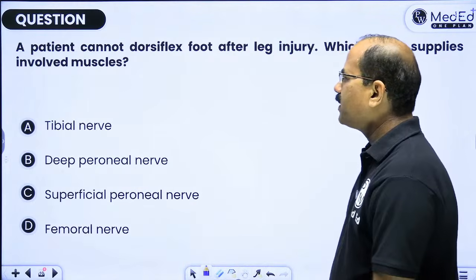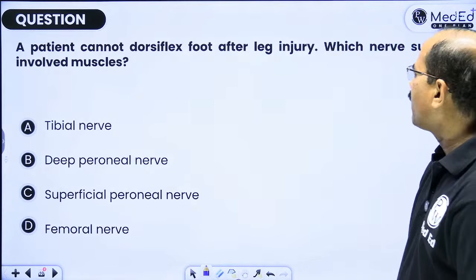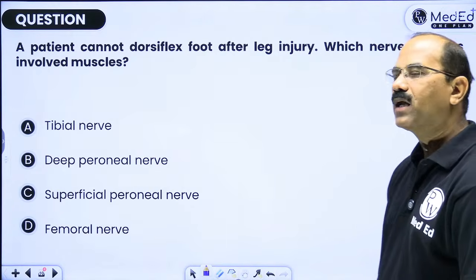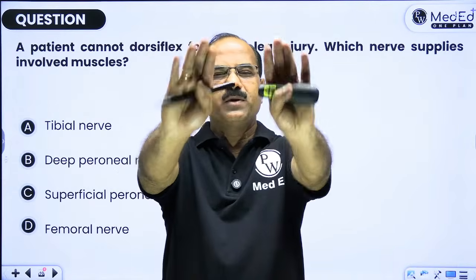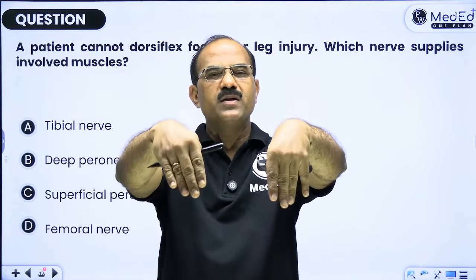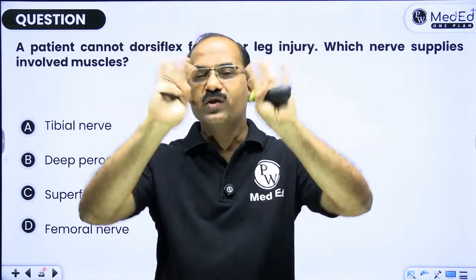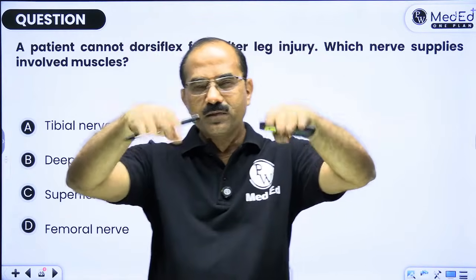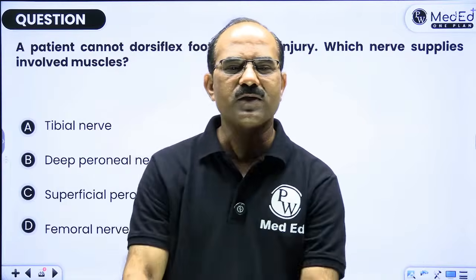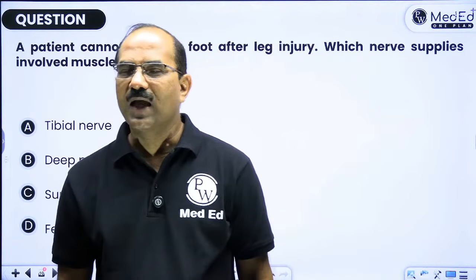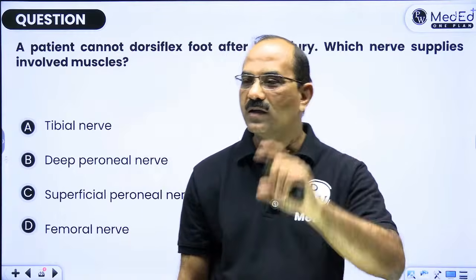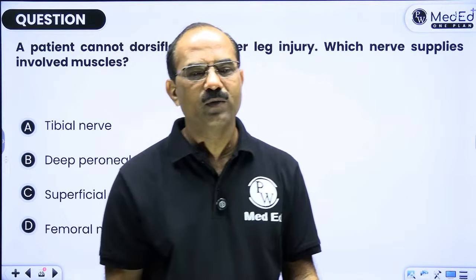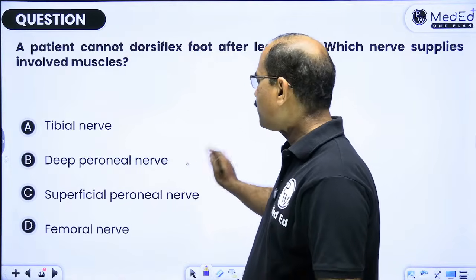A patient cannot dorsiflex his foot after leg injury. Which nerve supplies the involved muscle? Tell me, at the ankle joint there are two possible movements: dorsiflexion and plantar flexion. Dorsiflexion is done by which compartment? The anterior compartment muscles. Which nerve supplies the anterior compartment? That's the deep peroneal nerve. So the answer is deep peroneal nerve.